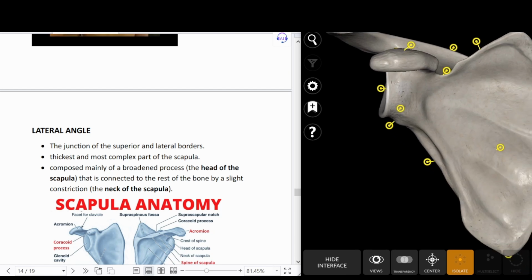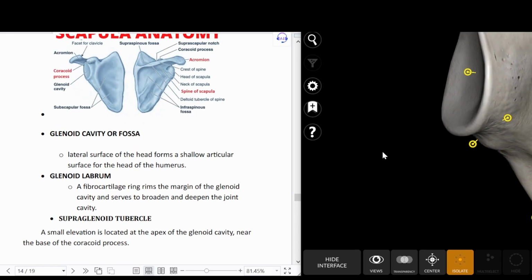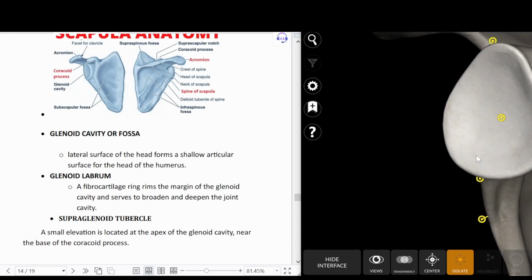This head of the scapula is connected to the rest of the scapula by a constricted area which is known as the neck of the scapula. So this here is your head of the scapula. This constricted part is your neck of the scapula. Now, on the lateral surface of the head of the scapula, there is a cavity. The lateral surface of the head forms a shallow articular surface for the head of the humerus. So this is your glenoid cavity, which is the articular surface for the head of the humerus.